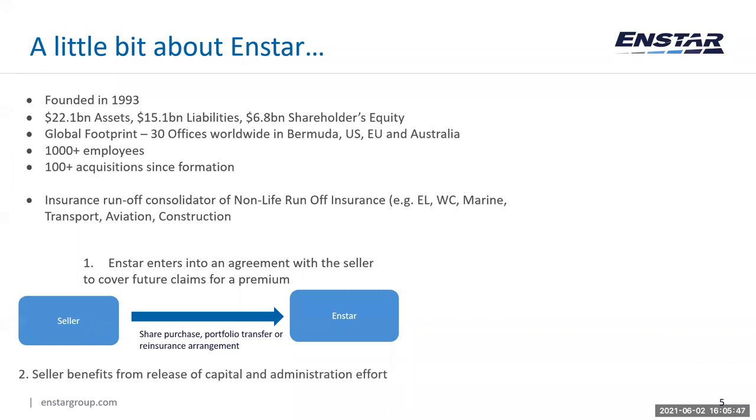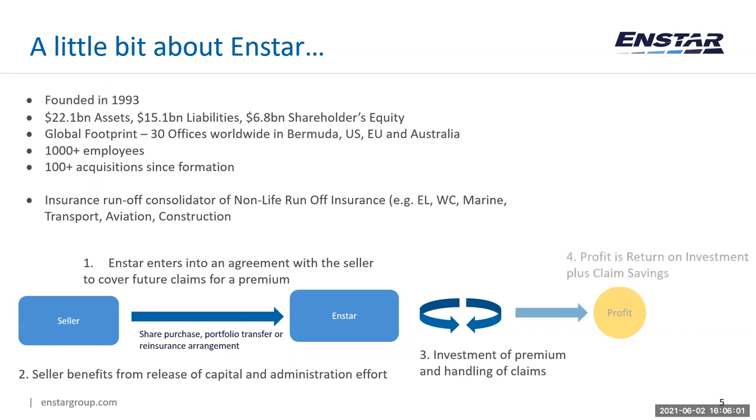So the seller benefits from this, from the release of its capital and the administration effort. Enstar then invests in that premium it gains from the sale, and then manages and handles those claims. The profit it returns to the shareholders is the return of investment plus any claim savings. Enstar also offers opportunities for commutation, which is offsetting the credits and debts, as we've acquired multiple books of business or portfolios over the years. That means it increases or maximizes the profit to the shareholders.